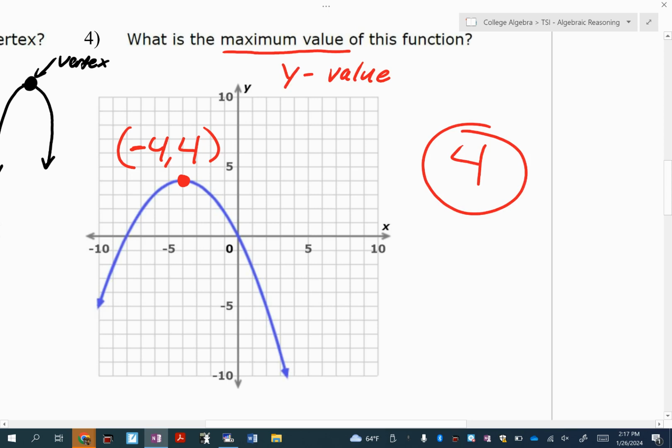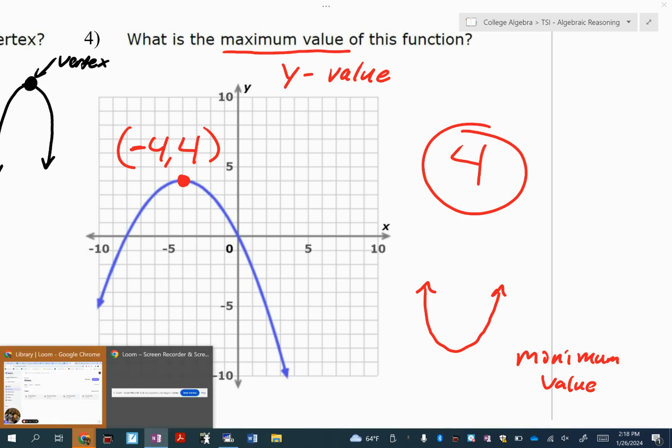Remember, if it opens up, then it's going to ask you for a minimum value. Same logic: go to the vertex, tell me the y value. All right? Okay, I'm going to stop it here.